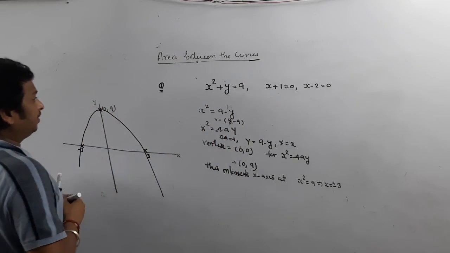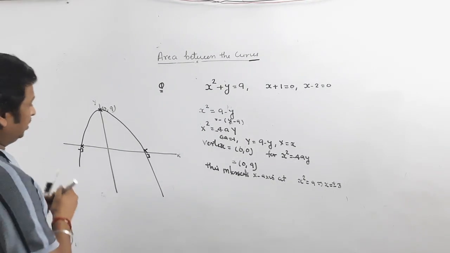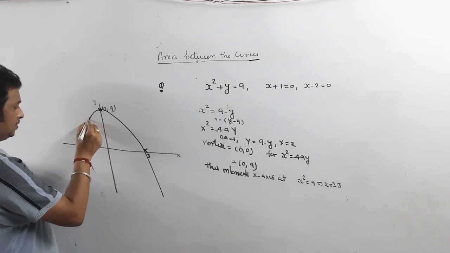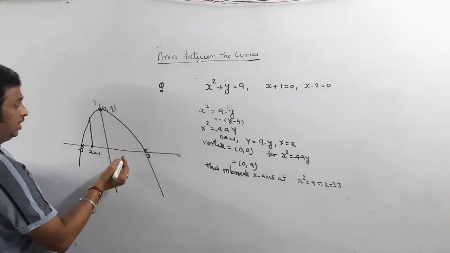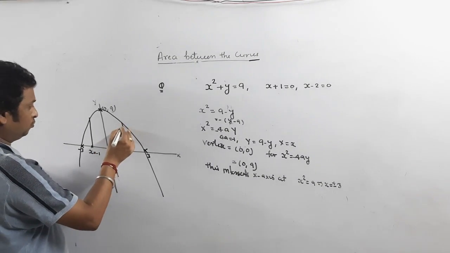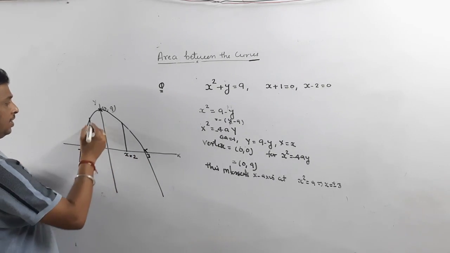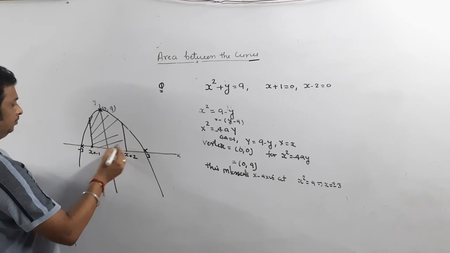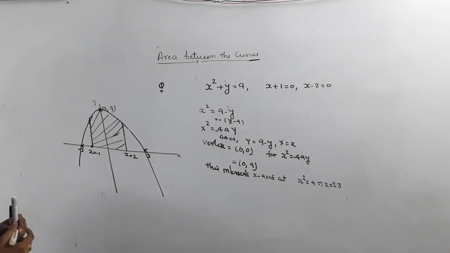Now what is the second curve? x plus 1 is equal to 0, means x is equal to minus 1. So what is that line? This one. This is x is equal to minus 1. And what is the second one? x equal to 2. This line is x is equal to 2. So what is the bounded region? The bounded region is this one. This is the bounded region between all three curves.